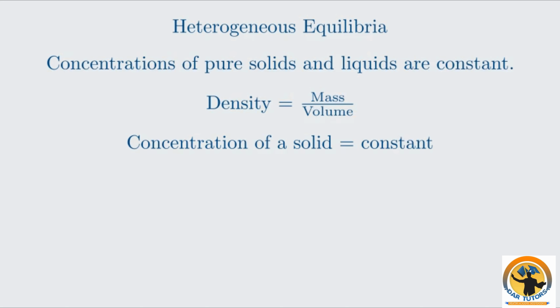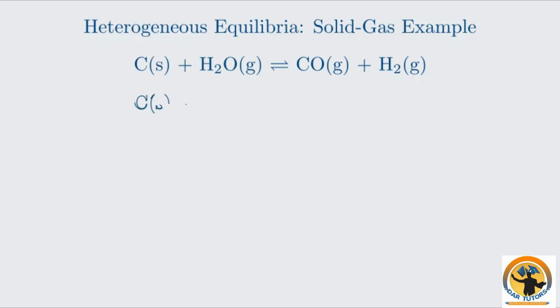Let's see this in action with an example. Let's look at an important example of a solid-gas heterogeneous equilibrium, the water-gas shift reaction. Here, solid carbon reacts with gaseous steam to produce gaseous carbon monoxide and gaseous hydrogen. Notice the phases: solid carbon, and gas for all the others. Now, which components should we include in our Kc expression? Following our rule, we exclude the pure solid carbon.